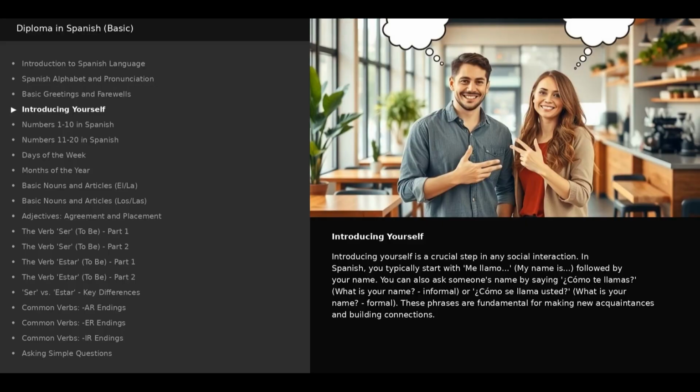Introducing yourself. Introducing yourself is a crucial step in any social interaction. In Spanish, you typically start with me llamo, my name is, followed by your name. You can also ask someone's name by saying, ¿Cómo te llamas? What is your name? Informal. Or, ¿Cómo se llama usted? What is your name? Formal. These phrases are fundamental for making new acquaintances and building connections.